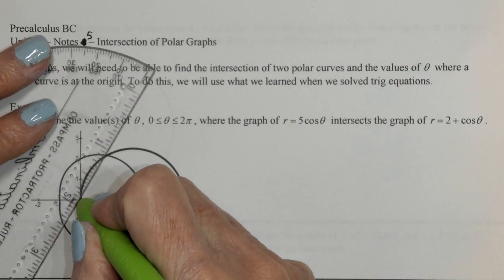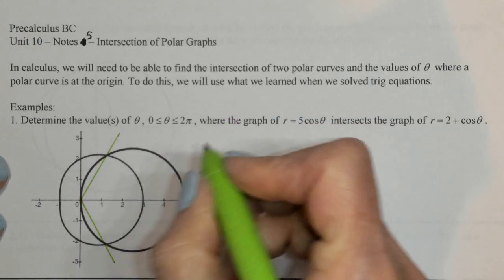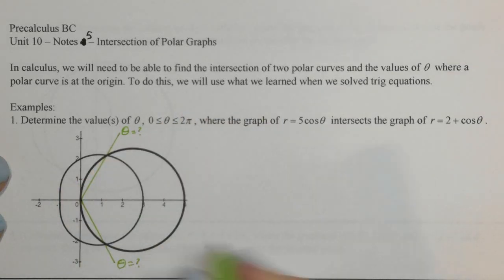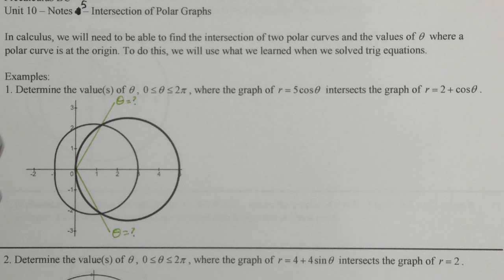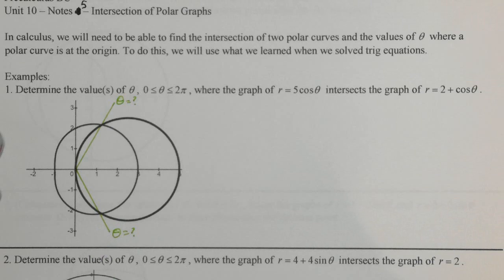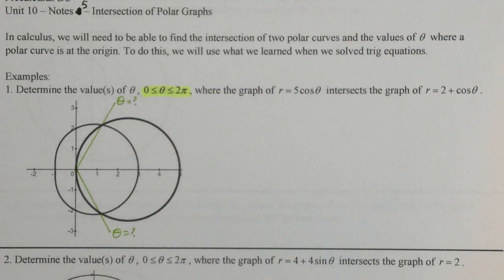So these two curves intersect twice at two different theta values. So this theta value, we want to find that, and we want to find this one. What I'm going to encourage you to do is to find the value of one and use symmetry to get the value of the other. You're going to be told the interval that you want to find the value of theta in. Otherwise, there are an infinite number of possible answers here, right? So we're going to just have those two answers.